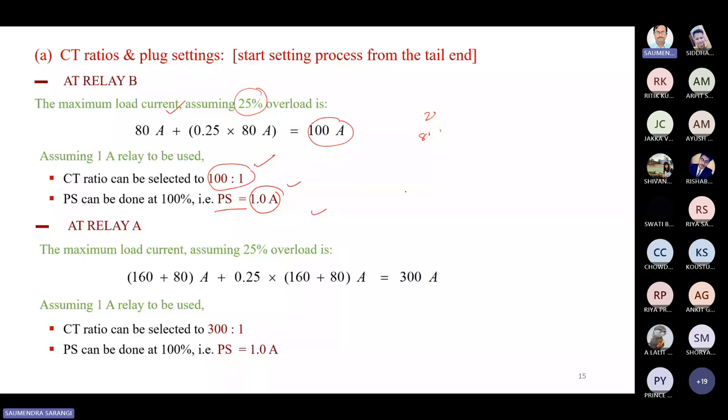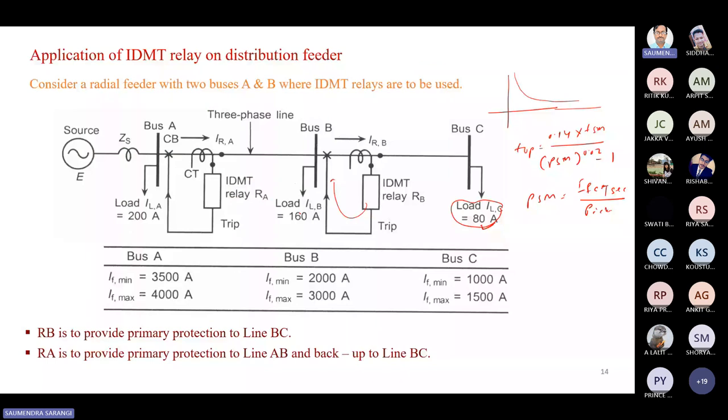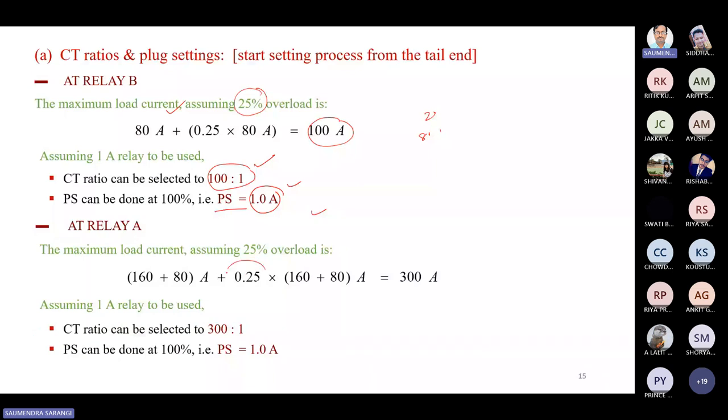At the same time, if you observe here, what is the load current for relay A? But if you observe the previous one, the current is 160 ampere, right? Here the current is 80 ampere. The total load current which is flowing through A is 160 ampere plus 80 ampere. So this is the total load current for this one. So total load current will be 160 plus 80 plus 25% overloading we are taking, that is 300 ampere. So now the CT ratio we can take, that is 300:1, and the pickup we may consider as 1.1 ampere.